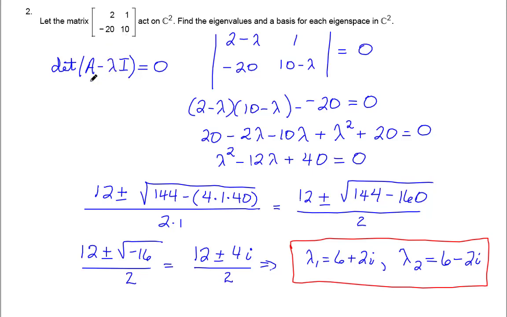I form the determinant of A minus lambda I. All right, and so we get that determinant, that downward diagonal, minus a minus 20 equals 0. So grinding this out term by term, and then cleaning it up, we get lambda squared minus 12 lambda plus 40 is 0. All right, so I get 12 plus or minus the square root of 144 minus 160 all over 2. Well, 144 minus 160 is minus 16, so I get a 4i. So 12 over 2 is 6, 4 over 2 is 2. So my two eigenvalues are 6 plus 2i and 6 minus 2i.